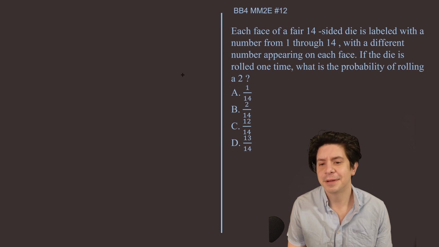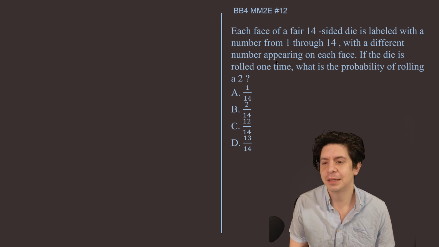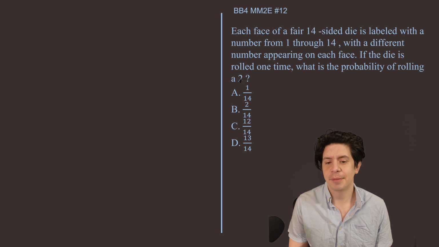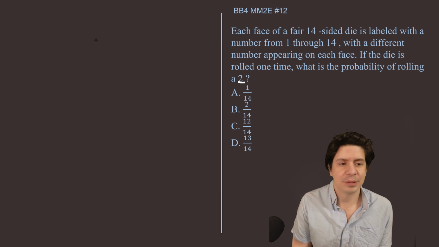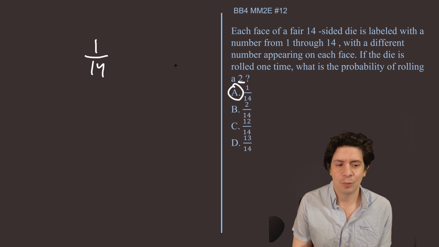Okay, we have each face of a fair 14-sided die is labeled with a number from 1 through 14 with a different number appearing on each face. If the die is rolled one time, what is the probability of rolling a 2? So what a lot of people will do is they'll say 2 out of 14, but that's not it. What it is going to be is 1 out of 14. And that is going to be A, 1/14.